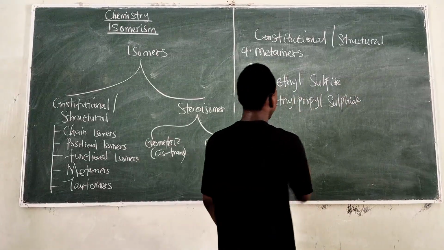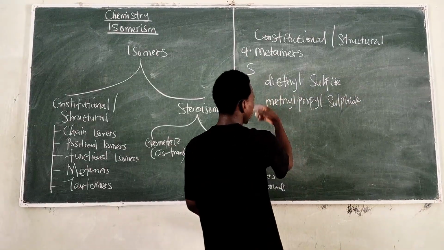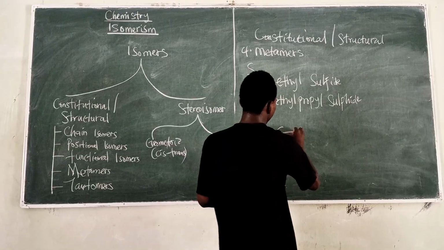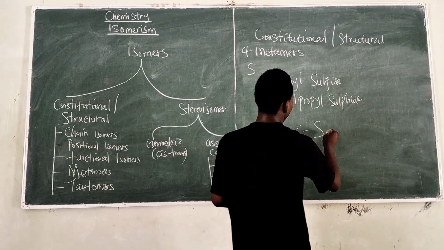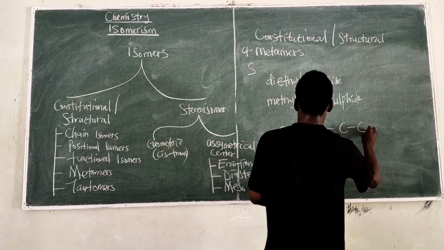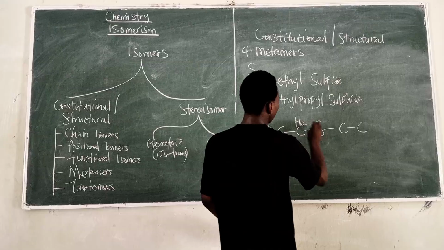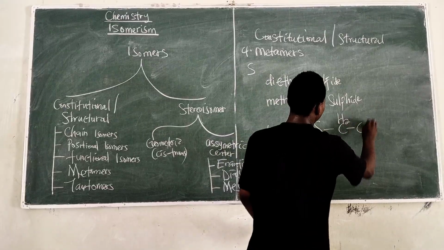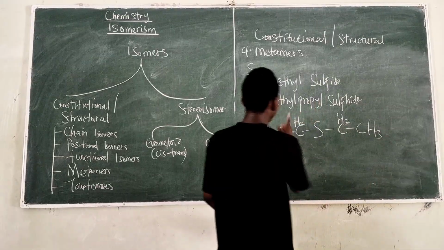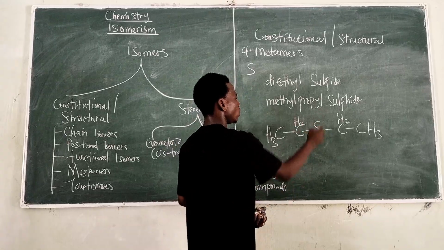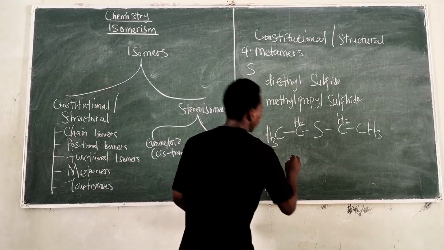So going by the structure, there are 2 ethyl groups on both sides of the sulfur. This carbon is bonded to 3, this is bonded to 2, 2 and 3. Here we have a methyl on one side of the sulfide and a propyl on the other side of the sulfide.